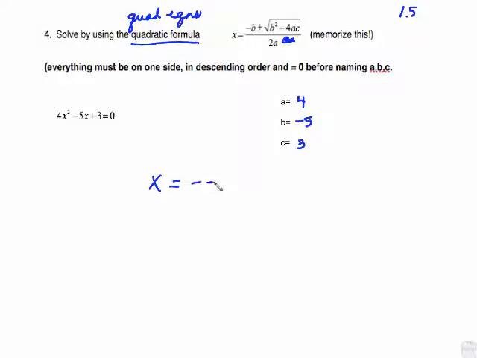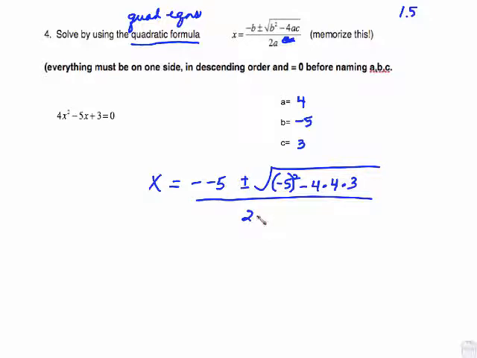Negative b, which happens to be negative 5. Yes, I know negative of negative means we could have just put 5 there, and that's fine. I'm just showing you every little step. Here's something important. That says b squared. If you just put negative 5 squared like that, you're going to have a problem. It is b, the whole quantity squared. So when you're dealing with b being a negative, you need to put parentheses around that b value. Negative 5 quantity squared minus 4 times a, which is 4, times c, which is 3, all over 2a, which is 2 times 4.